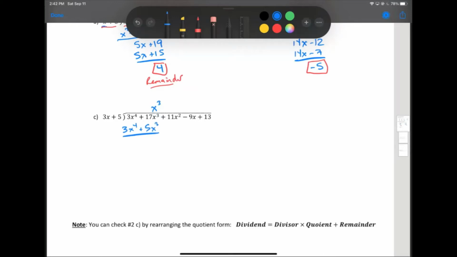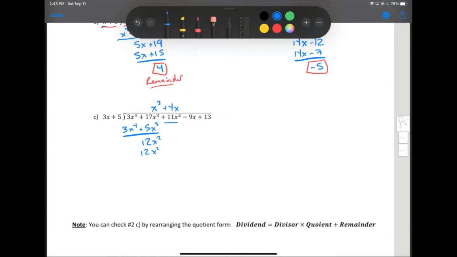Subtract the second polynomial from the one above it. The 3x to the fourth goes away. 17x cubed minus 5x cubed is 12x cubed. Same thing. What do I multiply 3x by to get 12x squared? And the answer is 4x. So plus 4x. 4x times 3x is 12x squared.